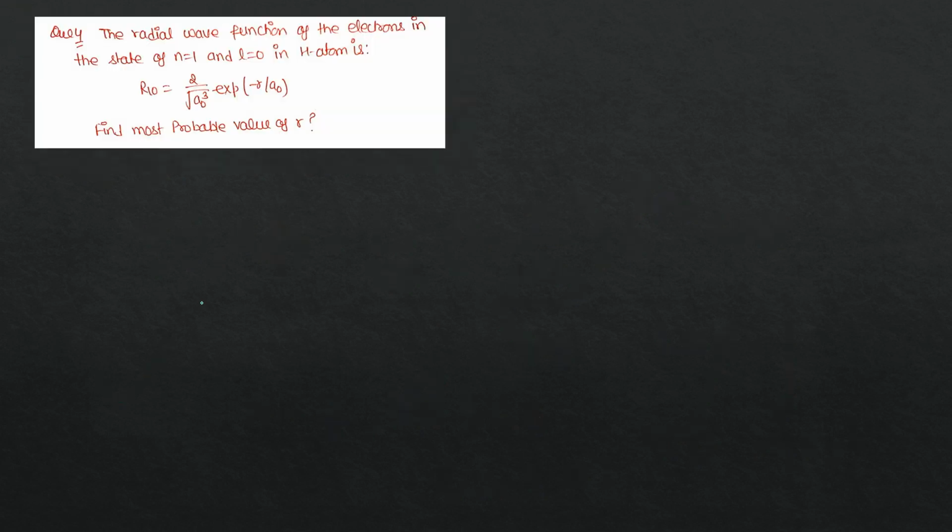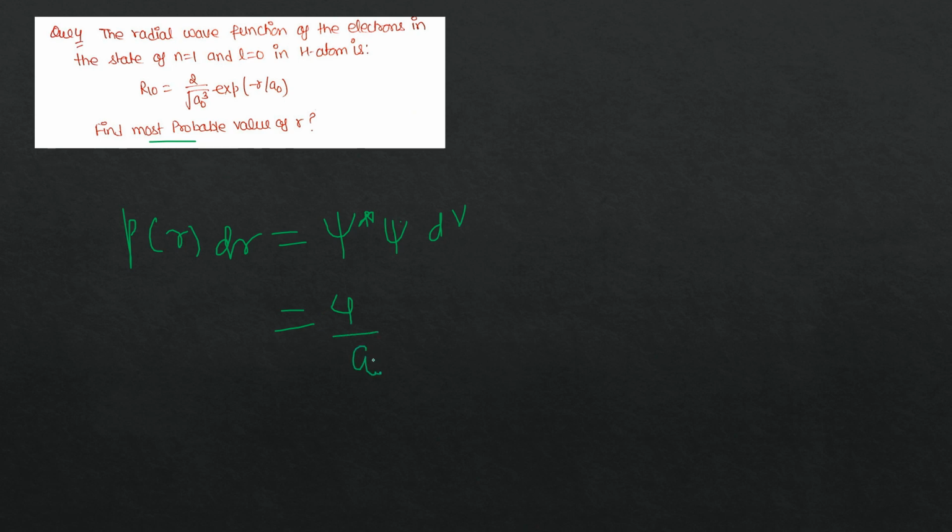Next question. The radial wave function of the electron in a hydrogen atom is this much. Find the most probable value of r. This type of question we did in the previous class. So probability is P(r) dr, which is psi star psi dV.